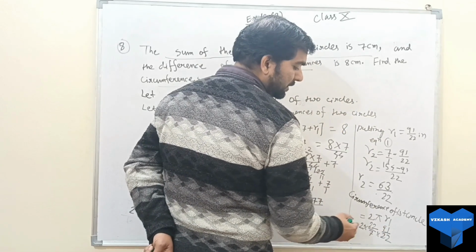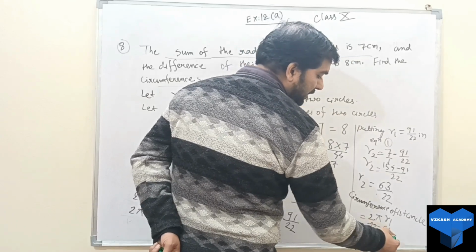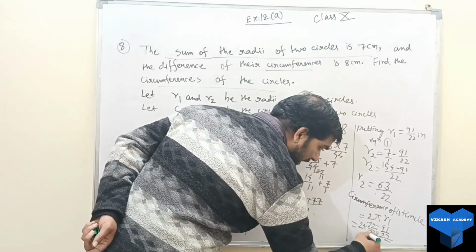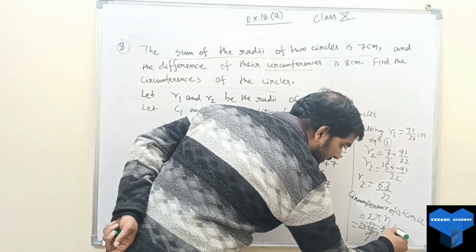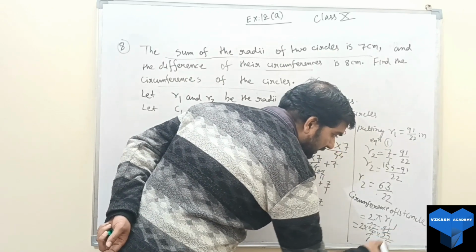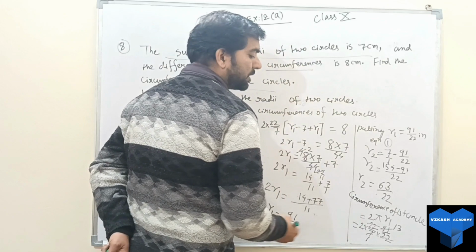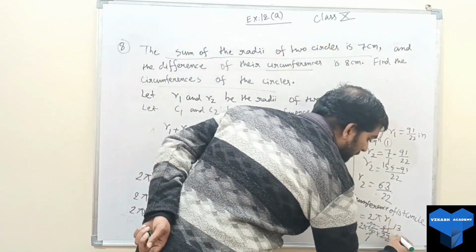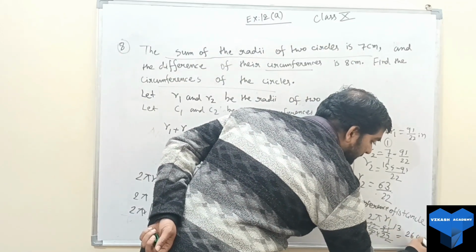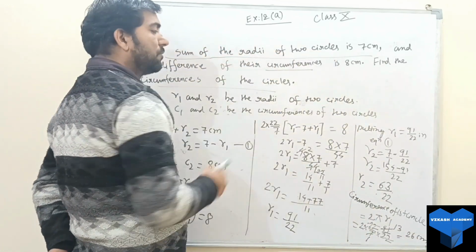So it will be here 22 and 22 cancel. 7 ones are 7. 7 ones are 7. So it will be 2 into 13. 7 thirteens are 91. So 2 into 13 will be 26 centimeter. So this is the circumference of the first circle.